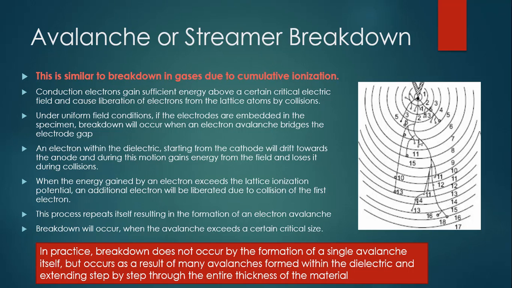So this is the streamer theory. When this avalanche takes place, it does not take place in a single line. There are multiple avalanches, and these avalanches follow different paths. So it will create these streams of paths, and this is the avalanche or the streamer breakdown.